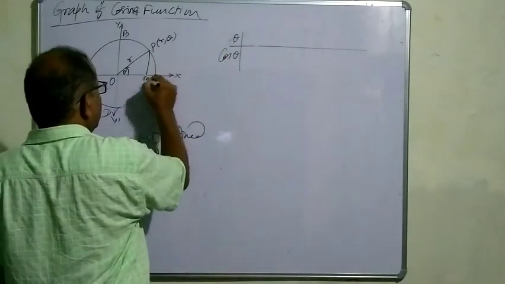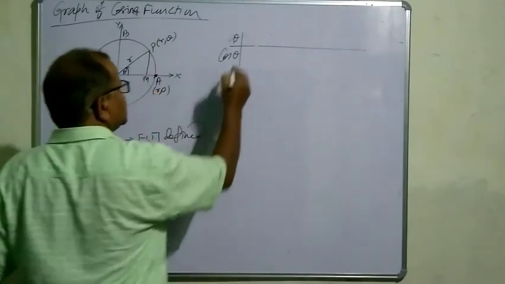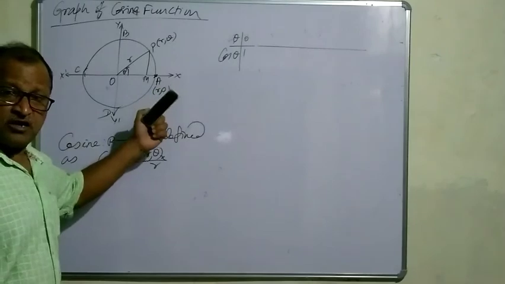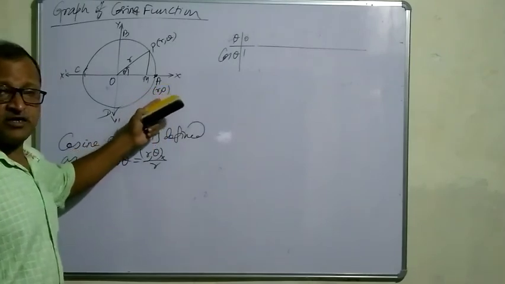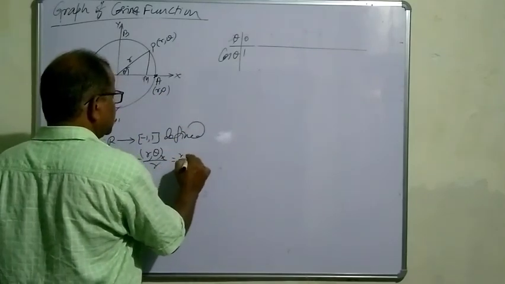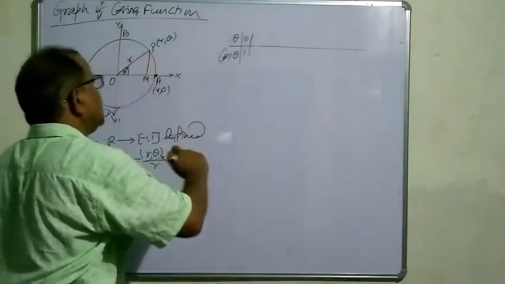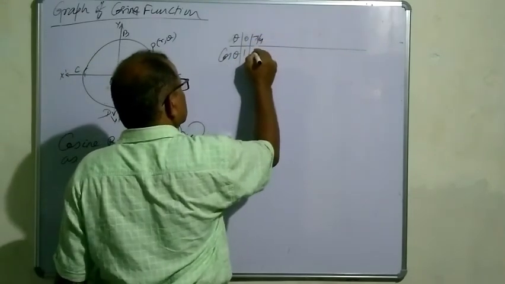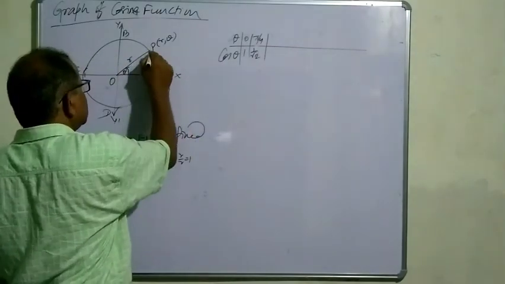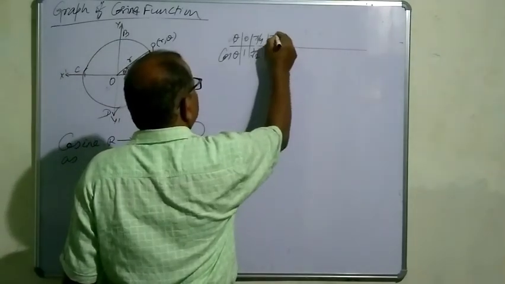You see, when it is here, the point will be (r, 0). The x coordinate will be equal to r. So when theta is 0, the value of cos theta will be 1. In the last figure, you may observe the Cartesian coordinates of this point were (r, 0), so it is r by r, that is 1. Anyway, we have to speed up. This is 0, this is 1, and when it is pi by 4, this is 1 by root 2. You can observe, I have told you this is the same as this. So 1 by root 2.